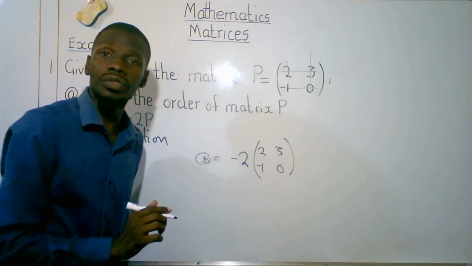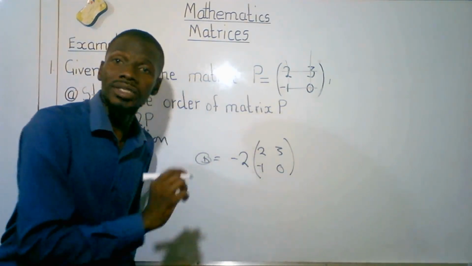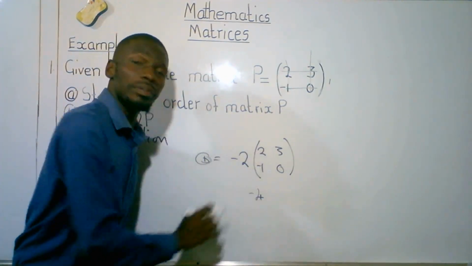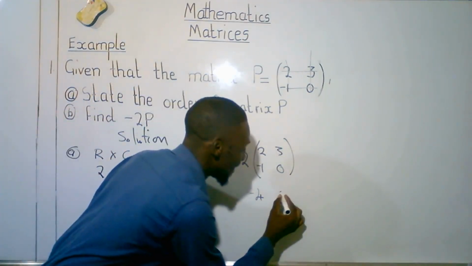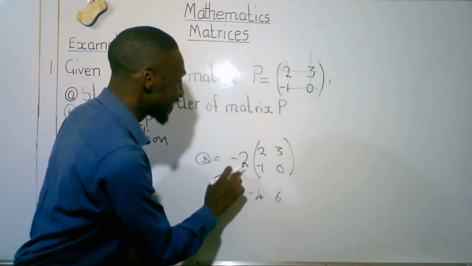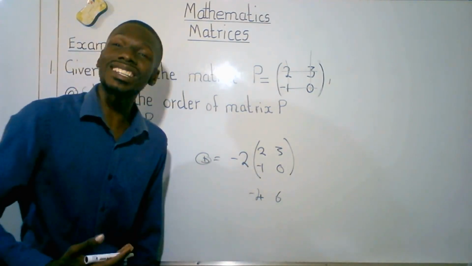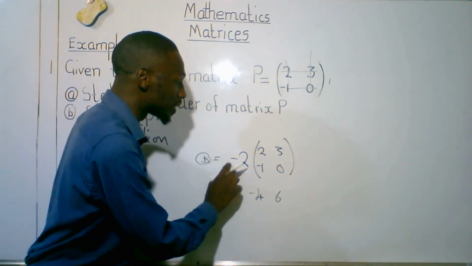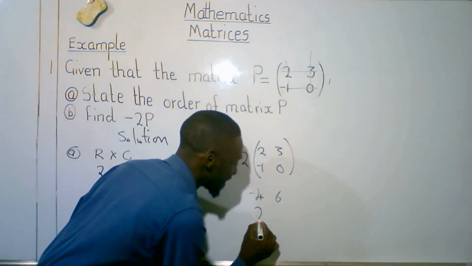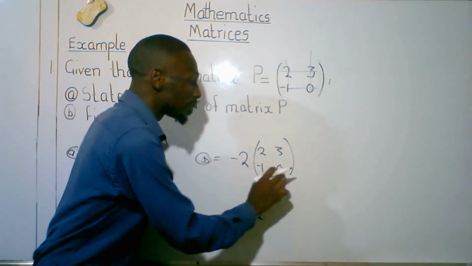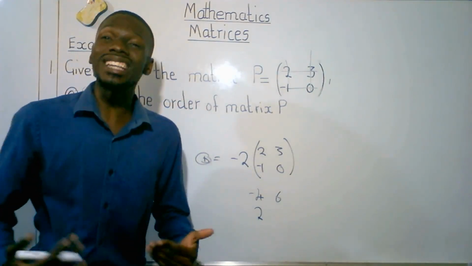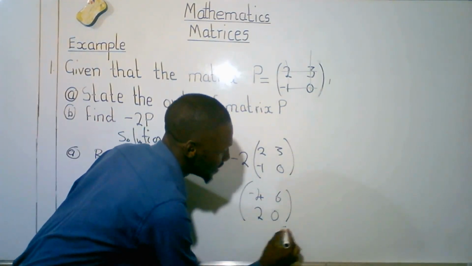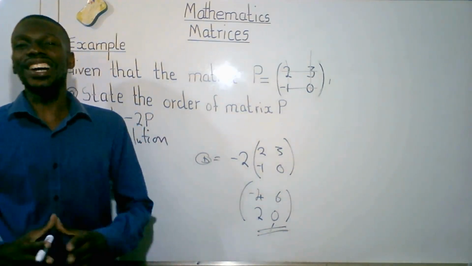Negative multiplied by a positive gives us negative, so negative 2 multiplied by positive 2, we're going to have negative 4. Negative 2 multiplied by 3 gives us negative 6. Very good. Negative multiplied by a negative number always gives us a positive. And any number multiplied by 1 is that number itself, isn't it? So negative 2 multiplied by negative 1, we're going to get 2. Negative 2 multiplied by 0: any number multiplied by 0 is 0. This is our final and correct answer.